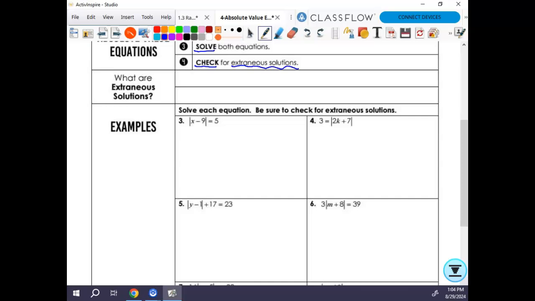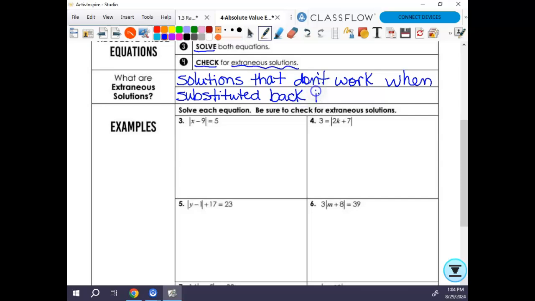All right, so these are solutions. What are they? They are solutions that don't work when substituted back in. I guess I should say back in to the original. Not just back into anything, back into the original equation, blah, blah, blah. But that gets the idea across. Okay? Everybody okay with that?